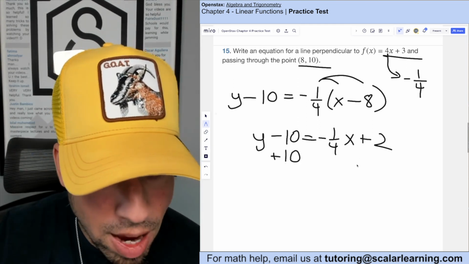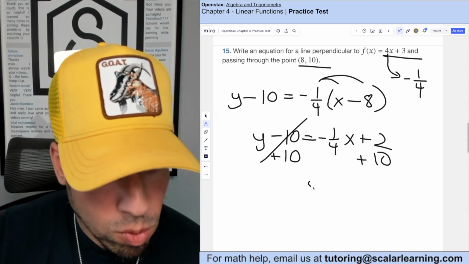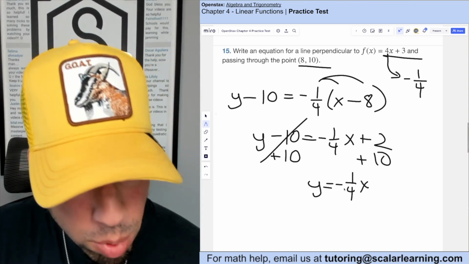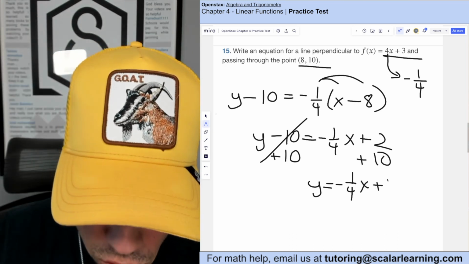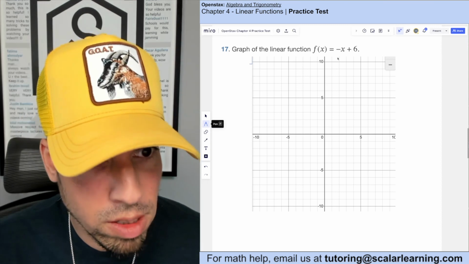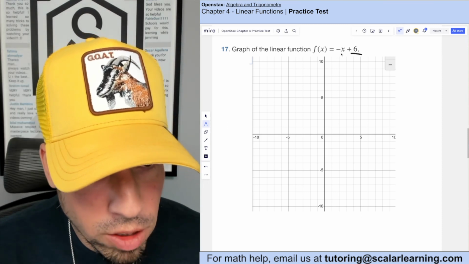Last but not least, we're going to add 10 to both sides. And we get y equals negative 1/4 x plus 12, which could also be written as negative 0.25x plus 12, for the win. Boom, done.